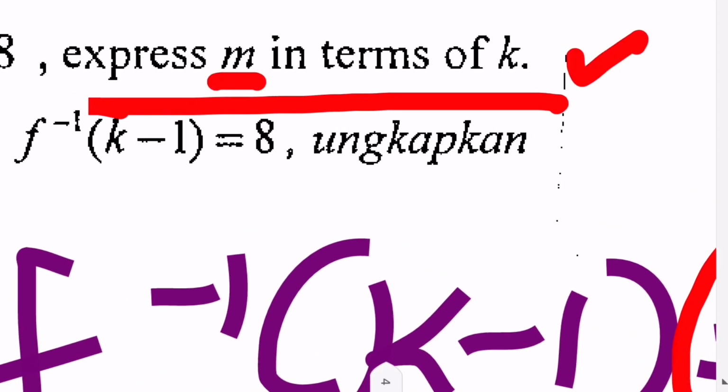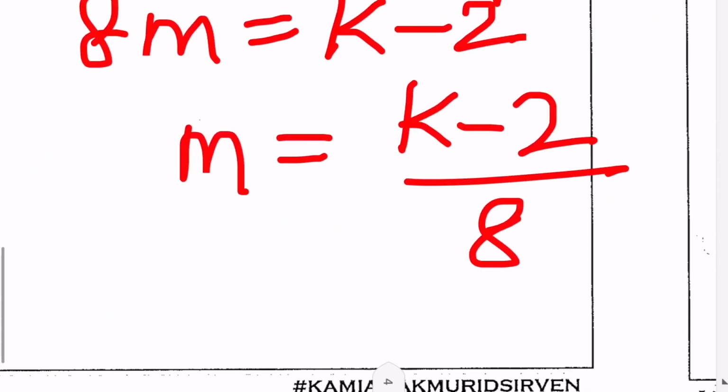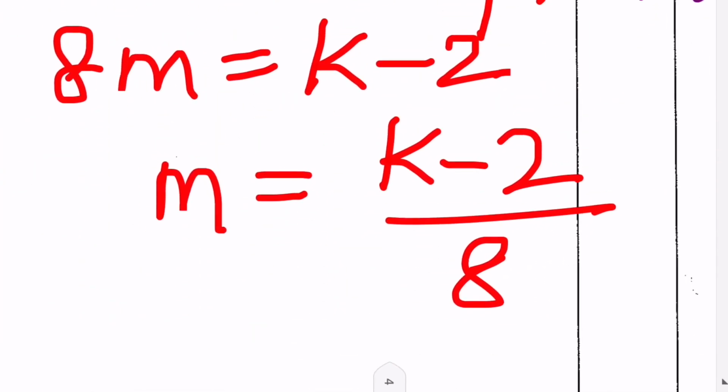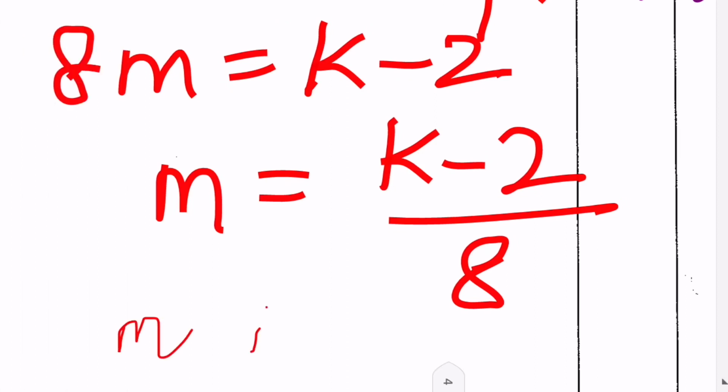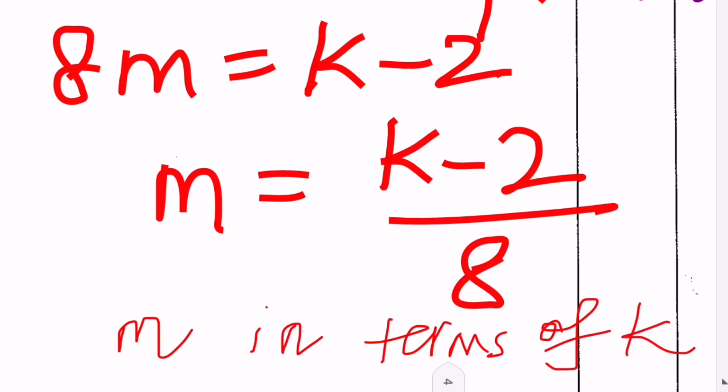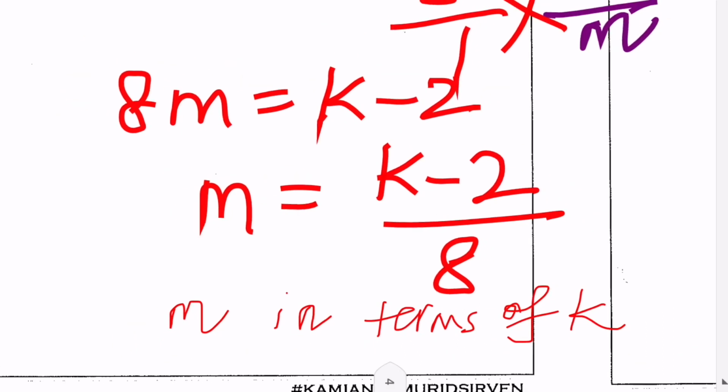So that means you have to make sure your m is alone on the left hand side, and then the right hand side must have k and the number. So this is the answer, so called m in terms of k. So this question is settled. Now we will go for another question.